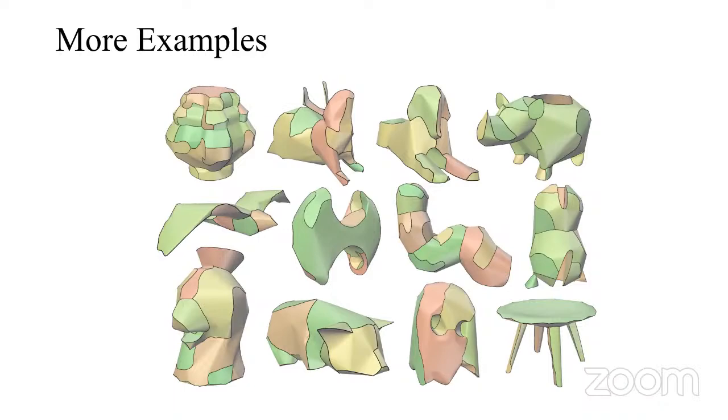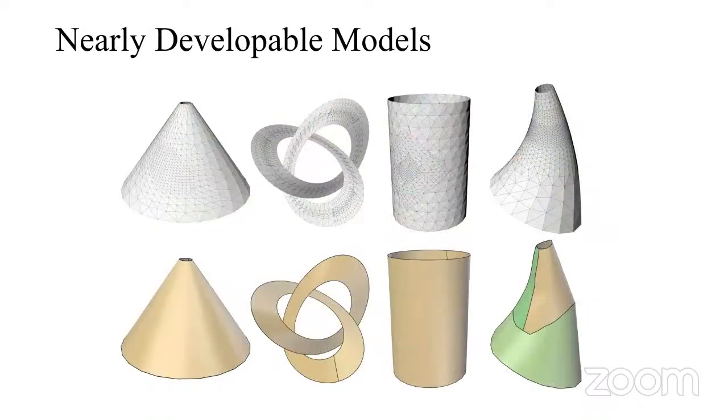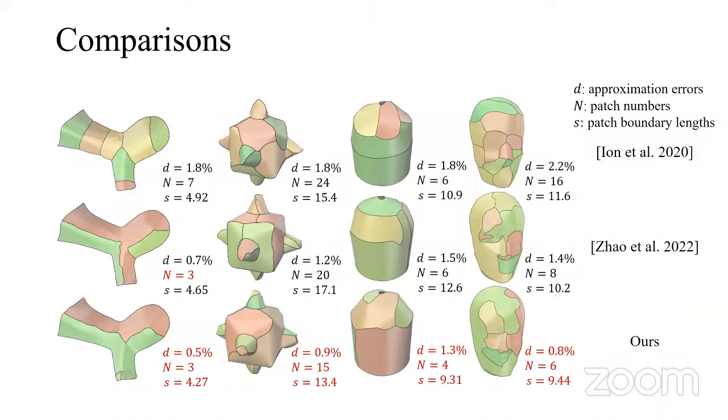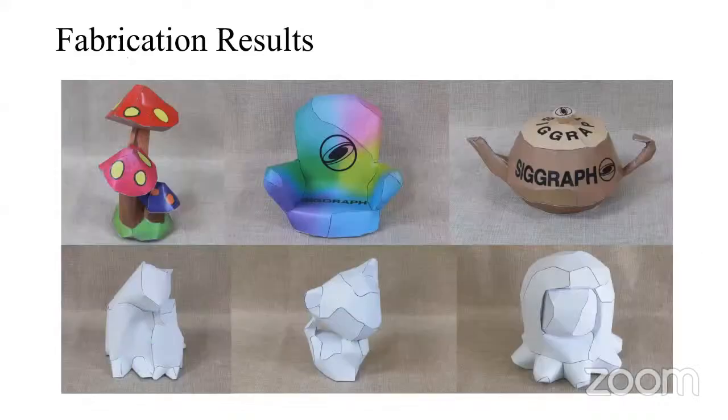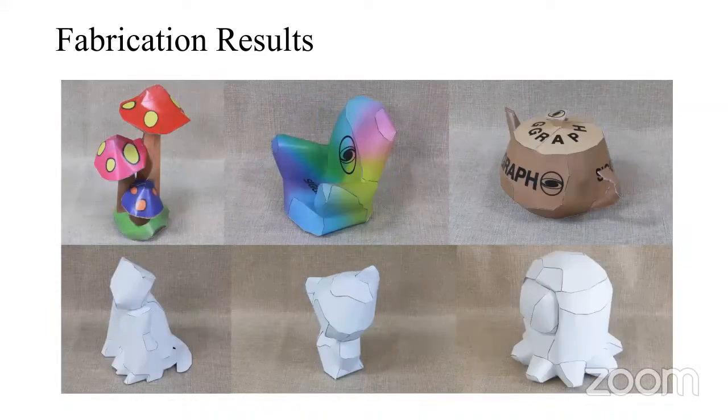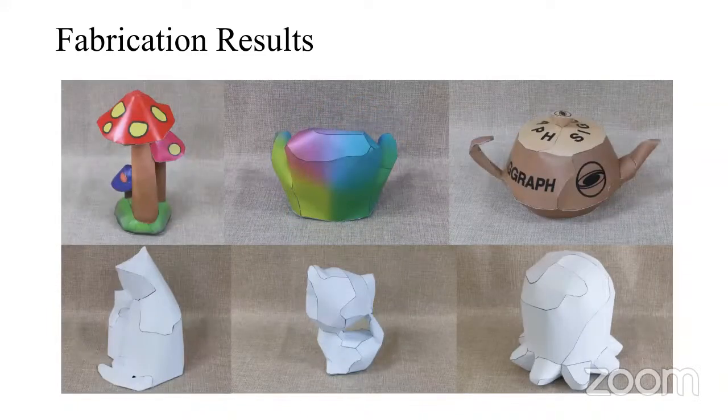Here are 12 examples. Also, we can run our algorithm on developable or nearly developable models. We can see for these nearly developable models, we generate three patches with low approximation error. This is the comparison. From the values, we can see that our results have smaller approximation errors, smaller numbers of patches, and shorter boundary length than the competitor. Finally, to verify the validity of our results, we fabricate 6 models using paper.